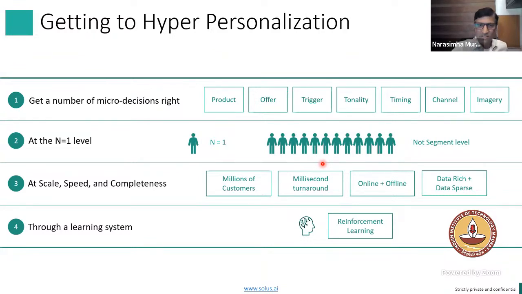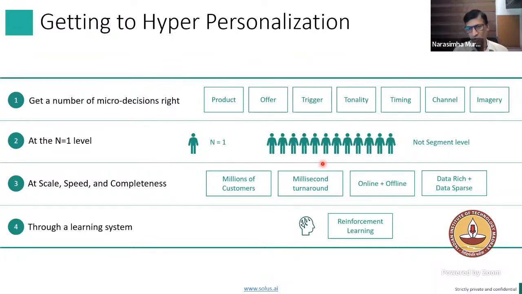Next comes a real challenge. You need to take these micro decisions and just keep looking at the complexity that's getting added. You need to do it for every customer, and you need to do it at scale and speed. You're talking about millisecond turnaround in a real-time scenario. You're talking about millions of customers. You're talking about data that is coming in from online, offline. You also need to push out to both those channels, that is online and offline. And last but not least, in this scenario, data is never uniform.